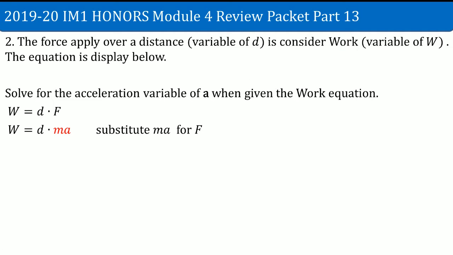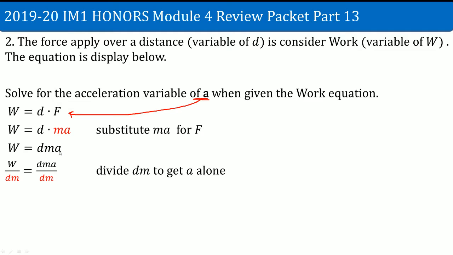Why would you do that? Well, it says a, right? So you need a here somewhere. That's why you made that substitution. So work is equal to your distance times your mass times your acceleration. You're trying to get acceleration alone, so you're going to divide by distance and mass. So work divided by the distance and mass is equal to your acceleration.